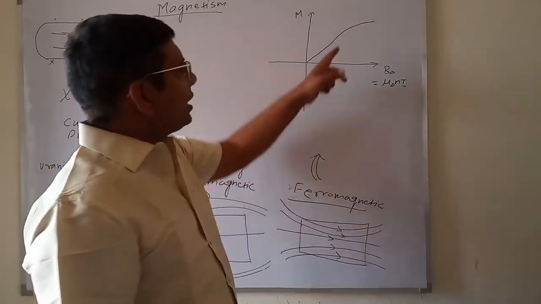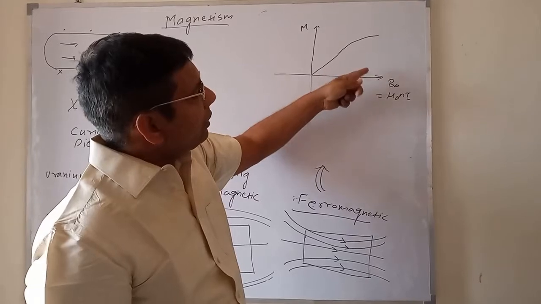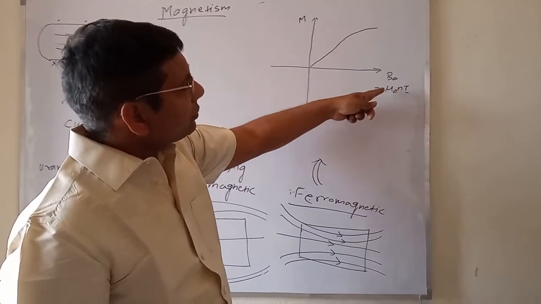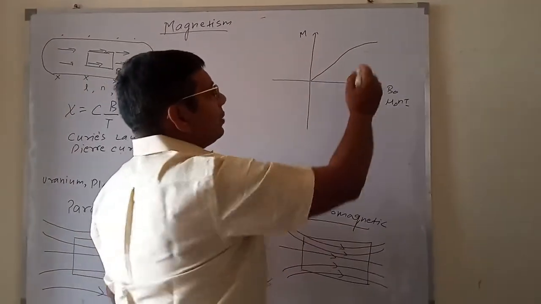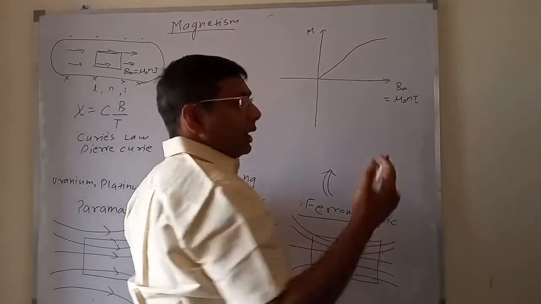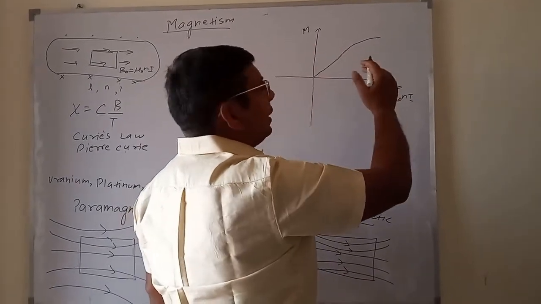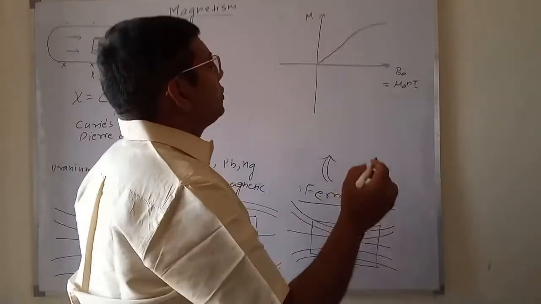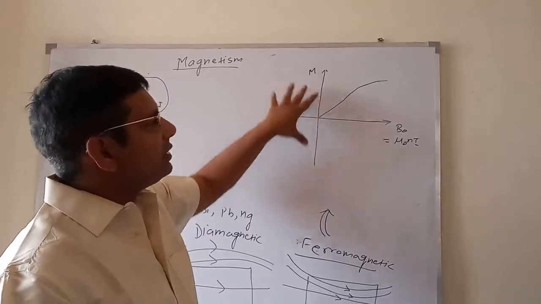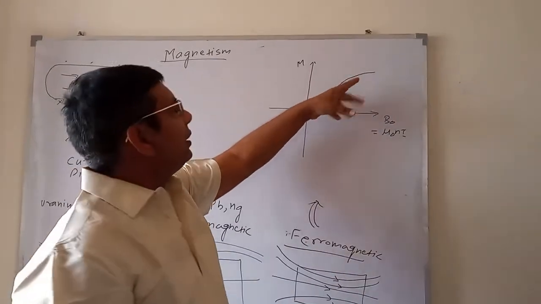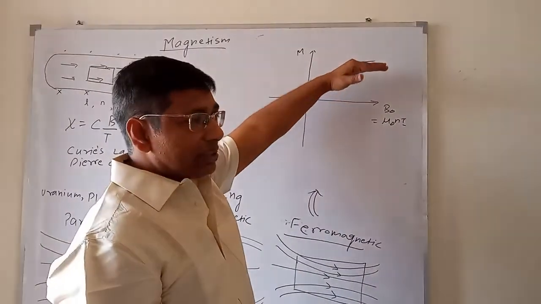Okay, but after a certain time, what will happen? All the magnetic moments will be parallel to the applied field, for minimum energy. Okay, so if we increase the current, what will happen? The magnetization is increasing, but after a certain level there is no change in magnetization, right? So it has this saturation point.